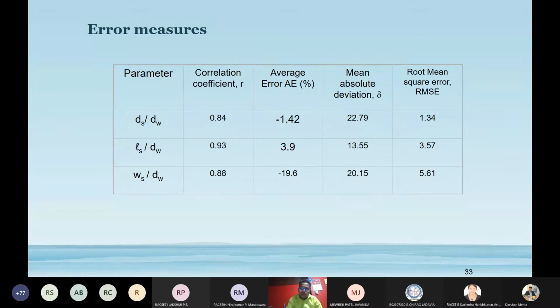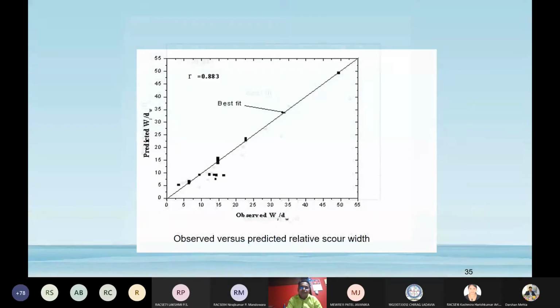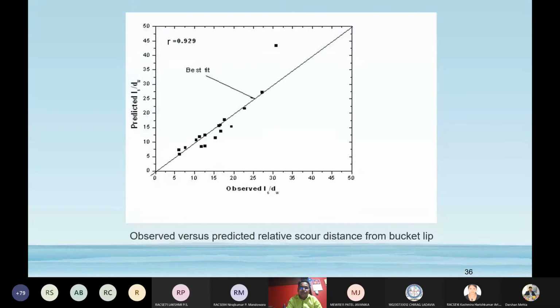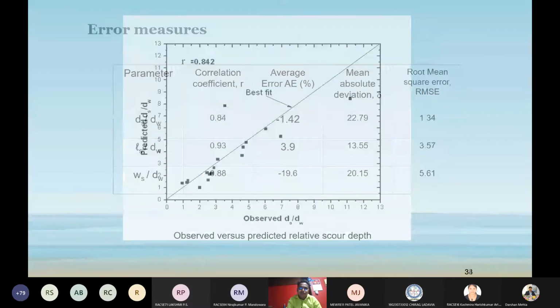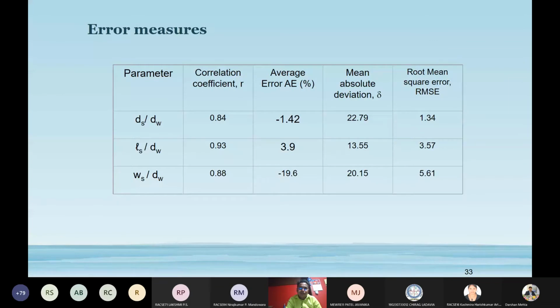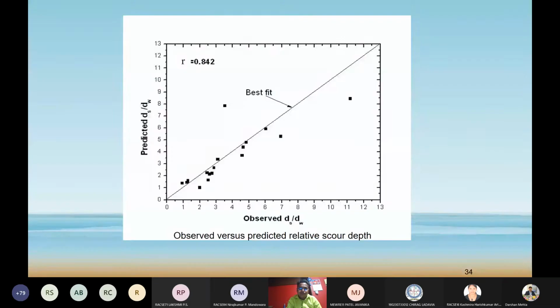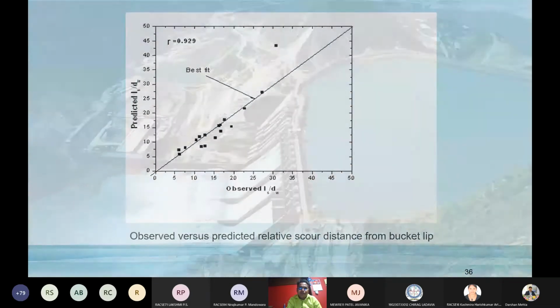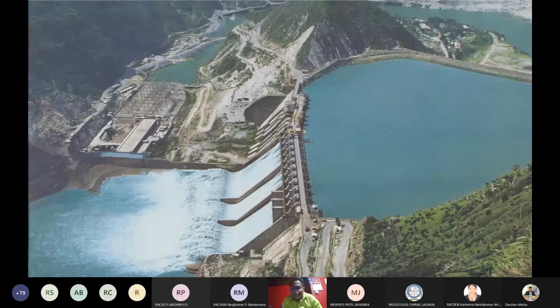These are my scatter plots for my regression equations, observed versus predicted. Only the location of scour is perfect, a little bit high, good. The location of scour is very good. Now I will show why this problem is very important.